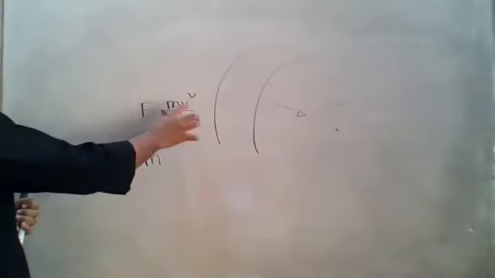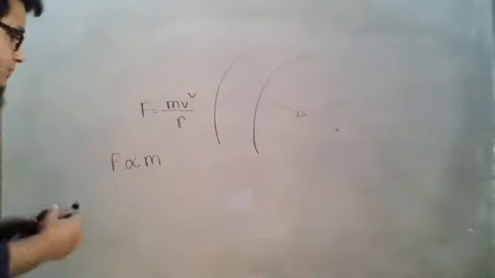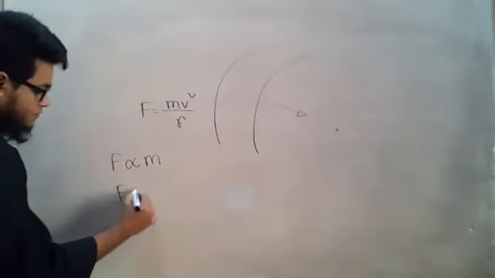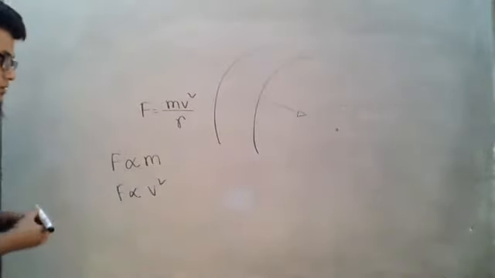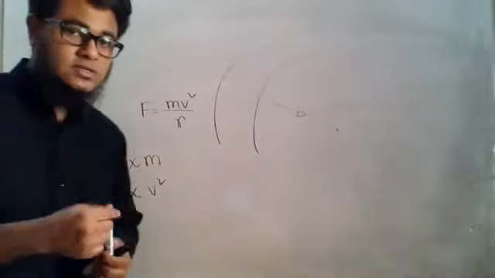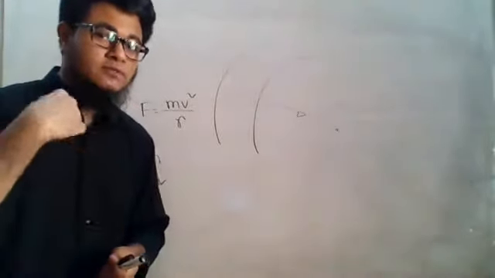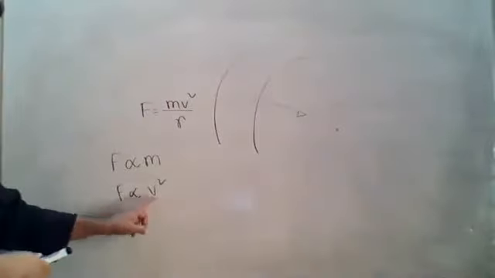Now, what is the relationship with velocity? F is proportional to V square. That means if you double the velocity, you have to quadruple the force, because it is proportional to the square.